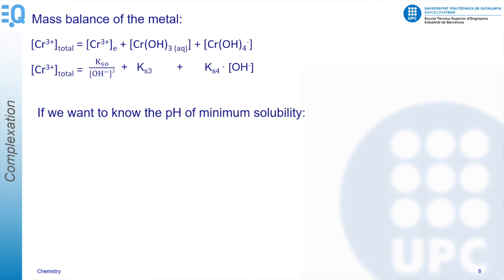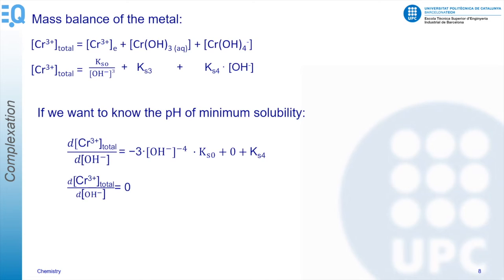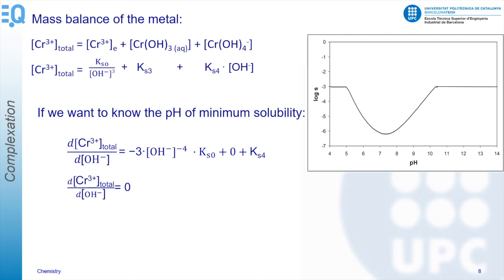If we represent the solubility using pH, we get a graph like this. The solubility decreases when increasing the pH due to the formation of hydroxide compounds, which are insoluble. These solids form due to the increase of hydroxide concentration at higher pH. There is a point of minimum solubility, and then the solubility increases again due to the formation of complexes with chromium and several hydroxides.